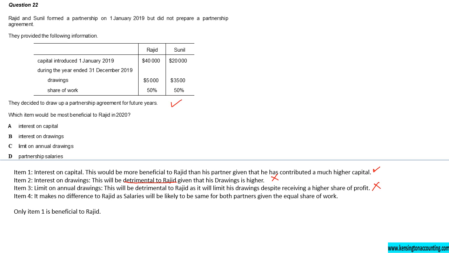Thirdly, partnership salaries. Because it says here the share of work is 50-50 between the partners, it would mean that the salaries to each partner will be equal. Therefore, it will make no difference to Rajit, and therefore it will not be particularly of any benefit to him. Therefore, the correct answer is item 1, which is interest on capital.